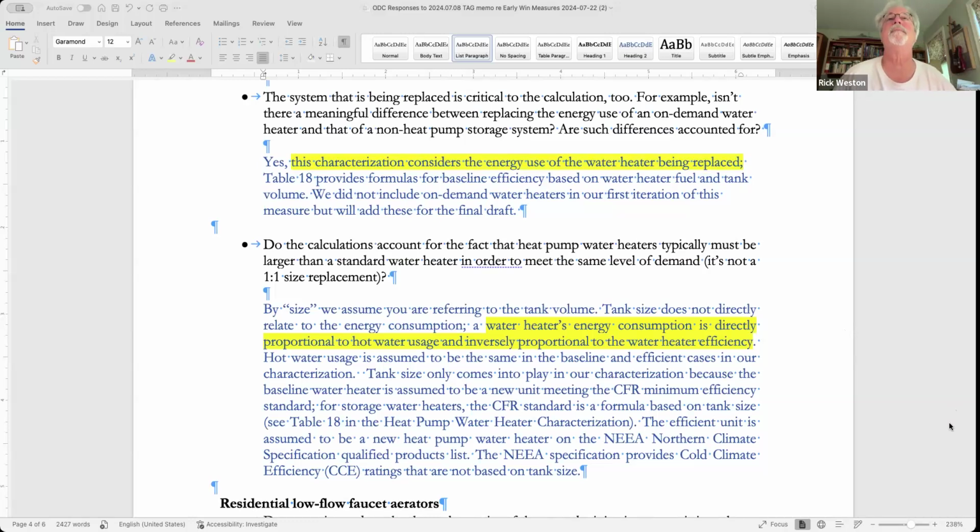Let's see. Okay, you slid it up so that it's at the top of the page, the system that's being replaced. Okay. Do you take into account what's being replaced? And the answer is yes. Yes. Replace. Any reactions to that? Is this a reasonable answer to what we asked? I'll take silence as an okay.